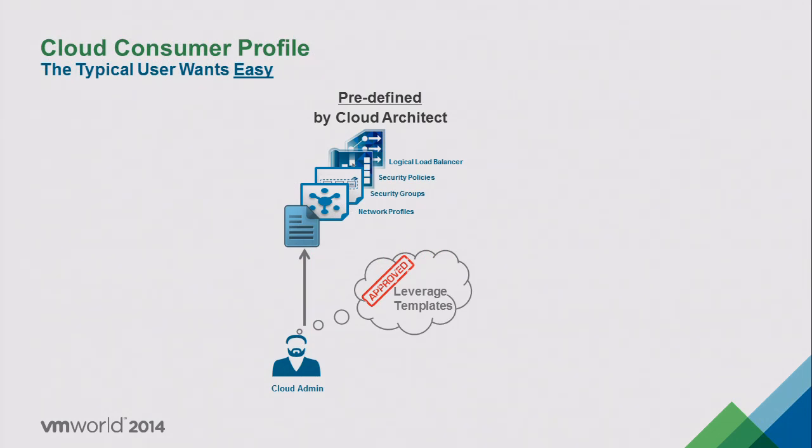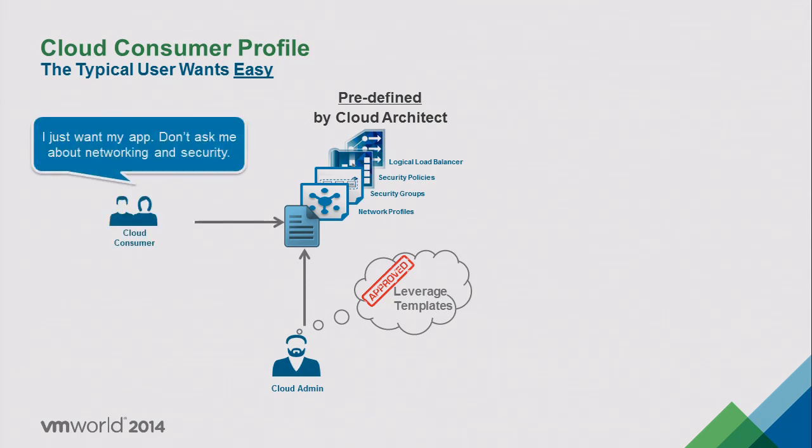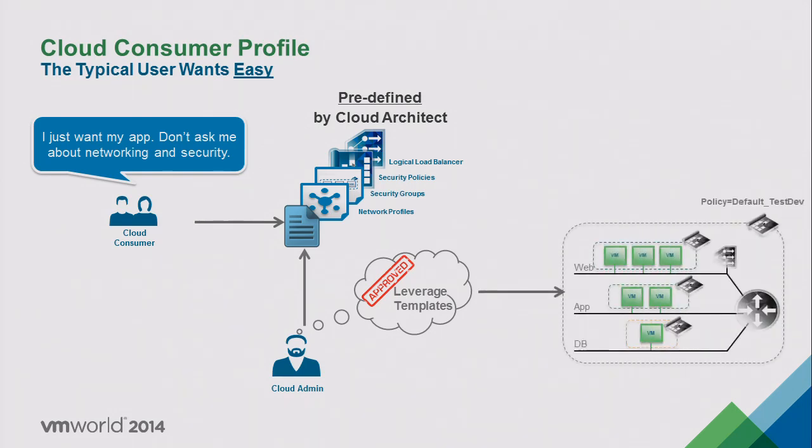Now, going back to Zach's point, we also understand that not all of the users are the same, and vCloud Automation Center supports different user types. So we might have the typical user who, to be honest, just wants their application and wants it fast. They don't care about the network and security. They want it taken care of for them. And by providing these blueprints or our application templates that include all the network and security configuration, that's exactly how we're able to meet those users' demands.